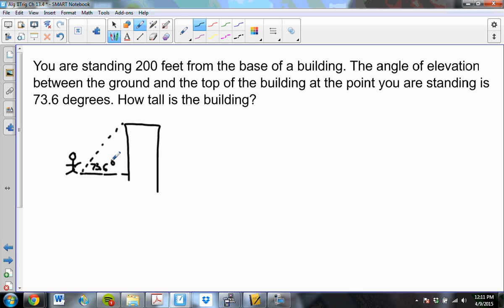You are 200 feet from the base, so we know this is 200. The question is, how tall is the base? Well, this is a right triangle. Since I do have a right triangle, I can just do basic sine, cosine, tangent.